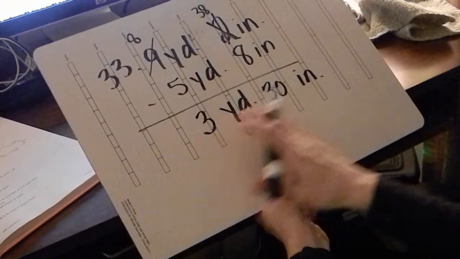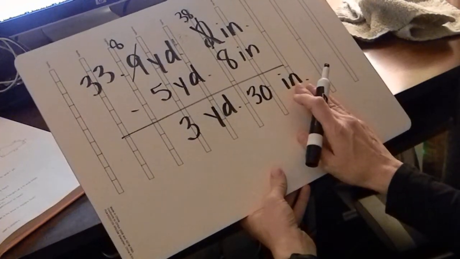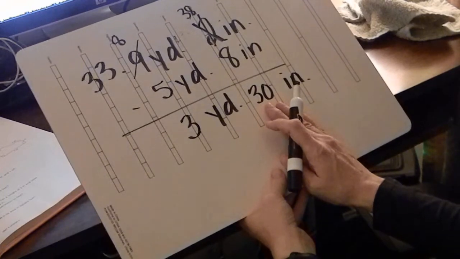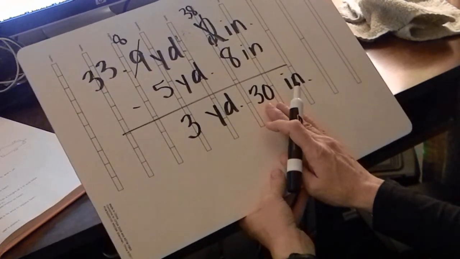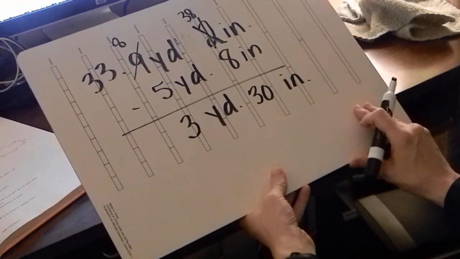Now let's study your answer. We have to have yards and inches. Can we get any yards out of 30 inches? The answer is no, because you need 36 inches to equal 1 yard. So the way this is so far would be your final answer.